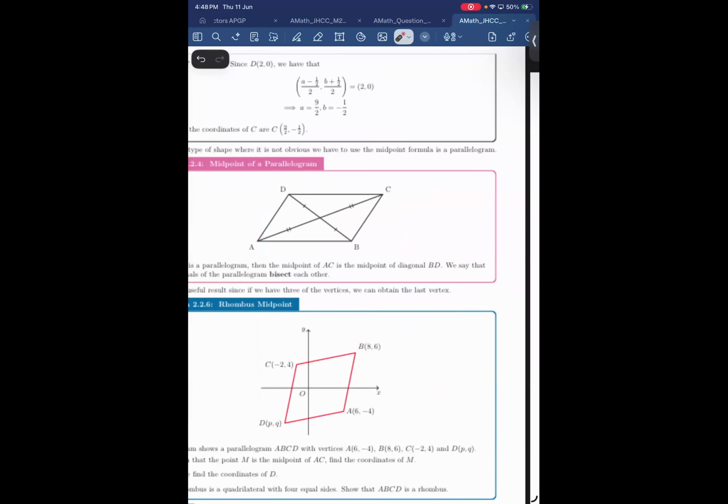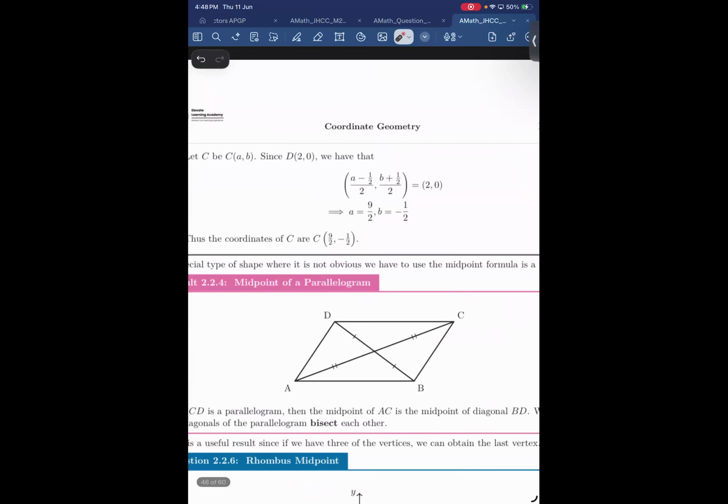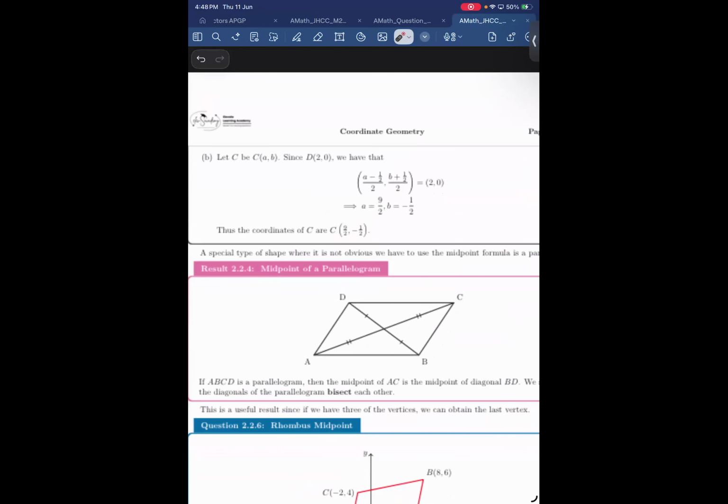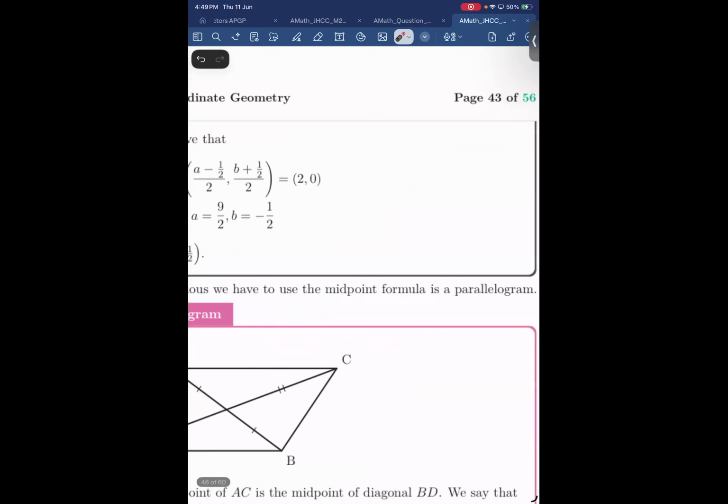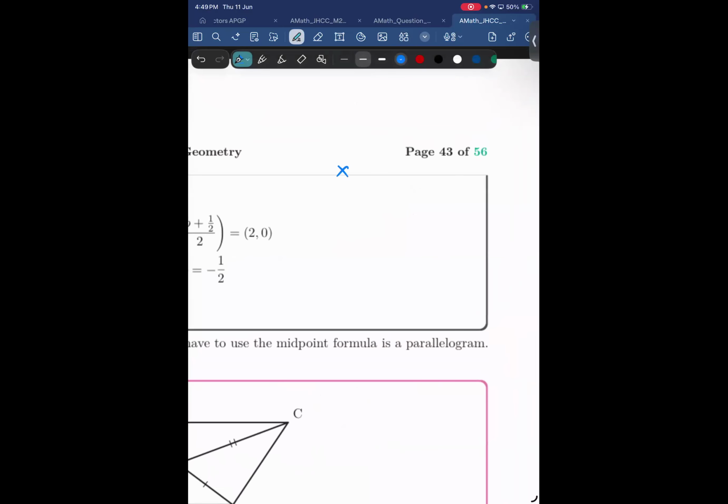I do want to mention two things. So for midpoints, one thing I will mention is this word called perpendicular bisector. If you have two points A and B, a perpendicular bisector is a line that passes through the middle of A and B and is perpendicular to the line AB. So it'll be something like this, at 90 degrees.